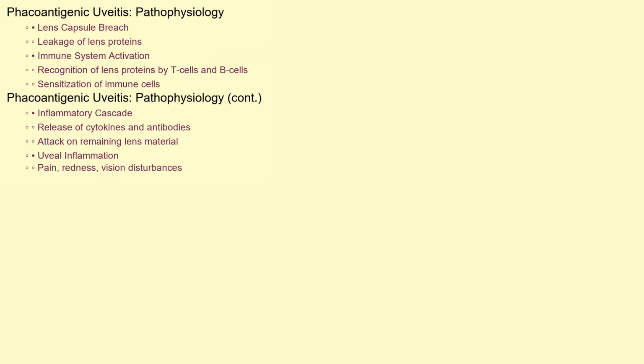Let's delve into the pathophysiology, the inner workings of this disease. When the lens capsule is breached, lens proteins leak into the eye. These proteins are recognized by the immune system's T cells and B cells. These cells become sensitized and trigger an inflammatory cascade. This cascade involves the release of inflammatory mediators like cytokines and antibodies, which then attack the remaining lens material and surrounding eye tissues. This attack results in the characteristic inflammation of the uvea, the middle layer of the eye, leading to pain, redness, and vision disturbances.